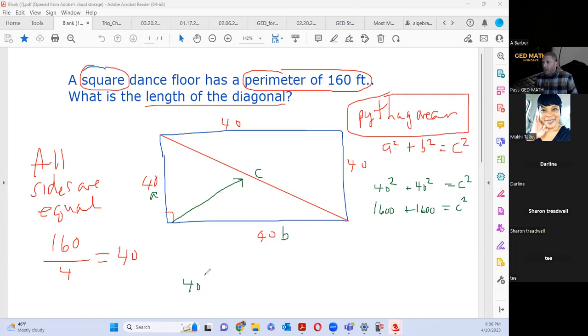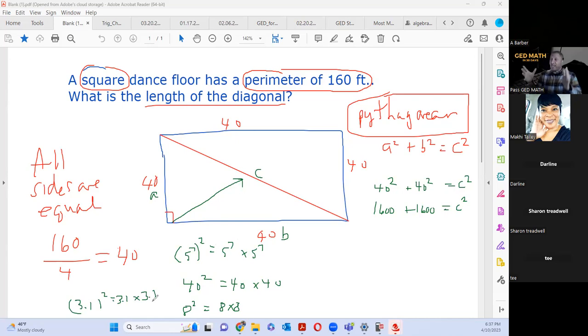Remember, 40 squared is 40 times 40, which is 1600. Any number squared, it doesn't matter what it is. For example, 5 to the 7th squared is 5 to the 7th times 5 to the 7th. 8 squared is 8 times 8. 3.1 squared is 3.1 times 3.1. You can't get shaken up with squared. It means I'm multiplying by itself. So 1600 plus 1600 is 3200.